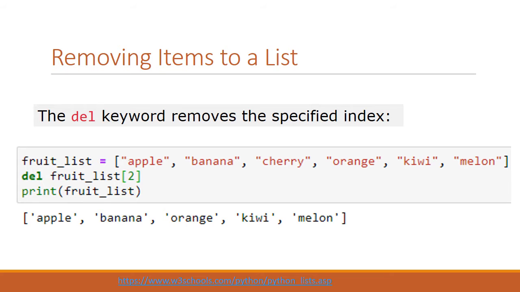The built-in delete function, del, is yet another way that we can remove elements from our list. So in our example, we start with our fruit list. We call the function del, specifying fruit list and element 2. So again, we're going to delete cherry from our list, and we print the list, and cherry is no longer an item in the list.